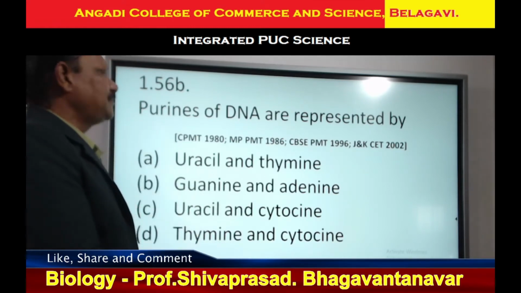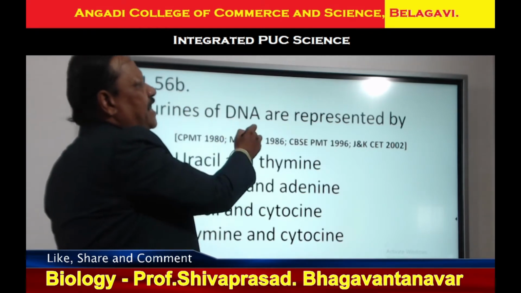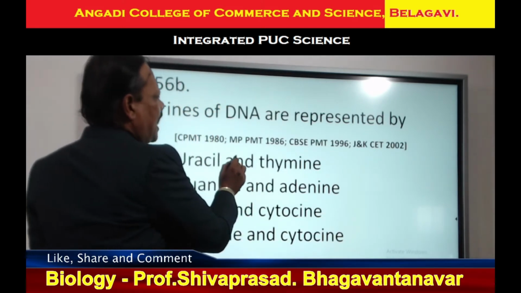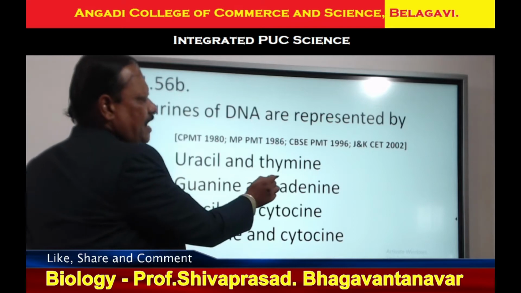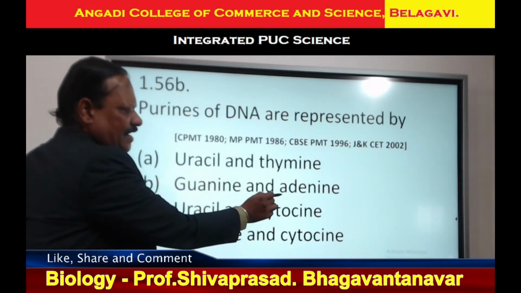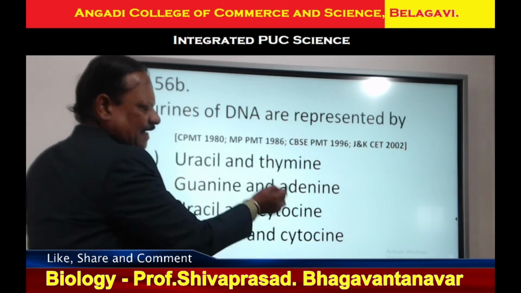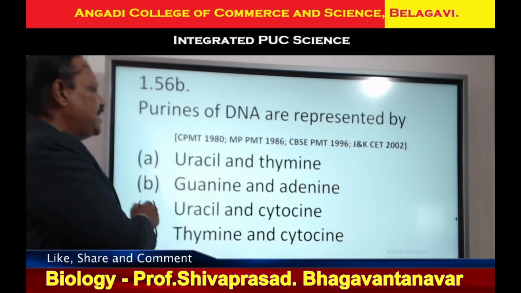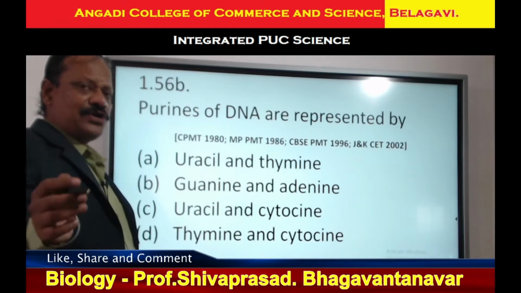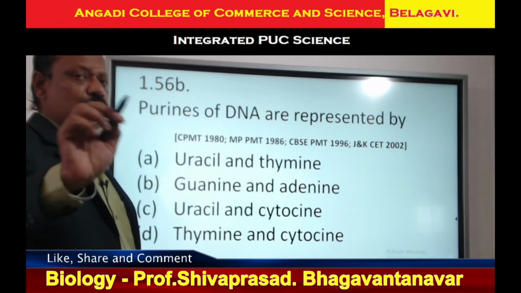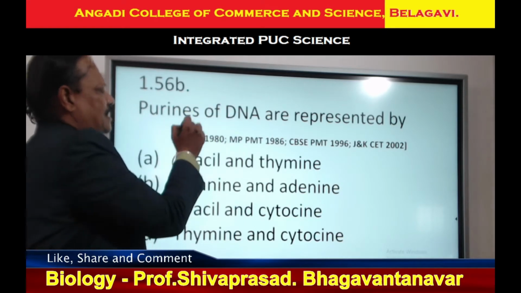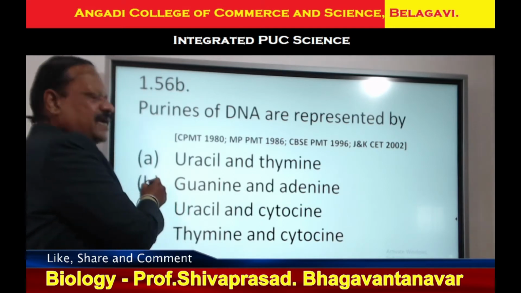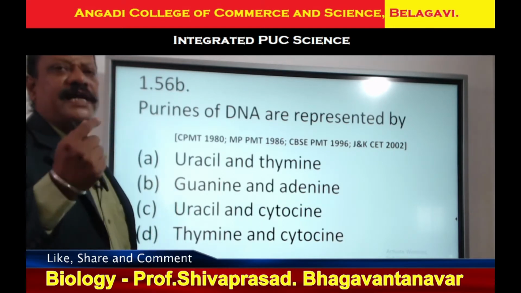Now pay attention here. Purines of DNA are represented by. How they are represented? Just see. Uracil and thymine, guanine and adenine, uracil and cytosine, thymine and cytosine. So here the correct combination is option B, guanine and adenine. I told you A, G are becoming purines in DNA. So here purines are asked. So adenine and guanine are the right answer. So option B is the right answer here. We will move to the next question.